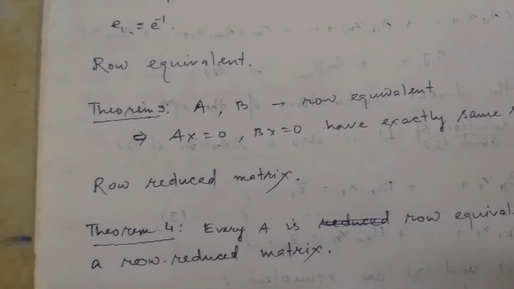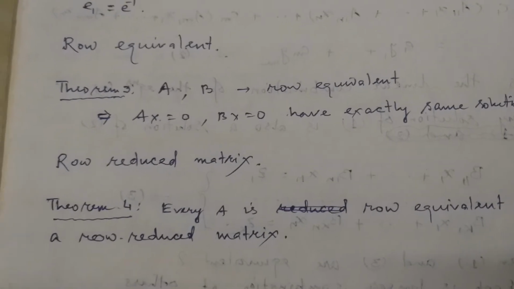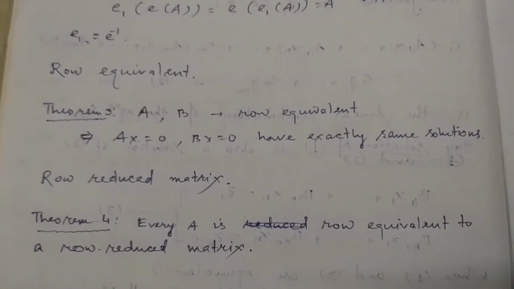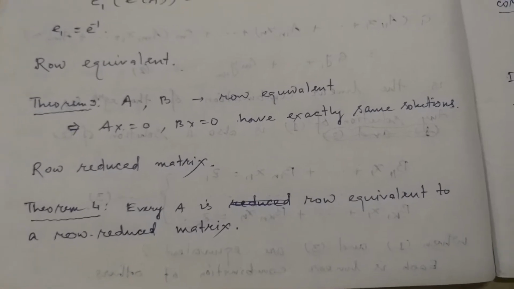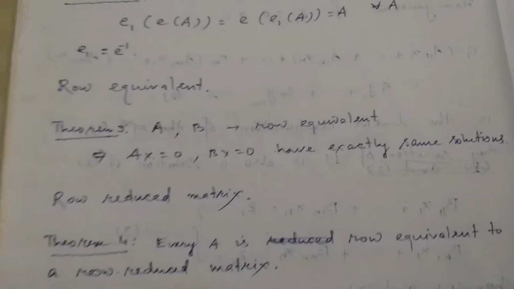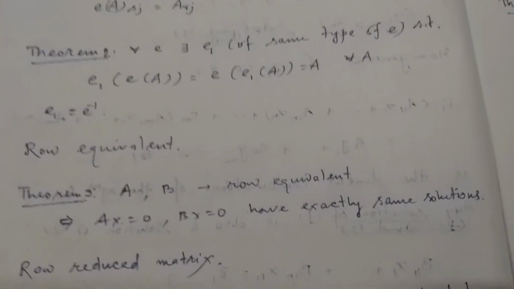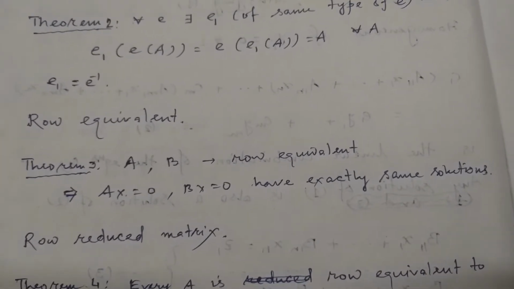Hello students, let us start lecture 2 of linear equations. We start with row equivalent. All these you know very well. What does row equivalent mean? Row equivalent means if A is a given matrix and after some elementary row operations we get another matrix B, then A and B are called row equivalent.